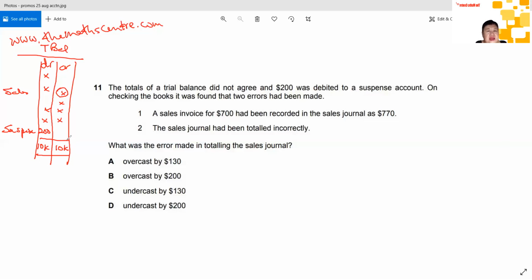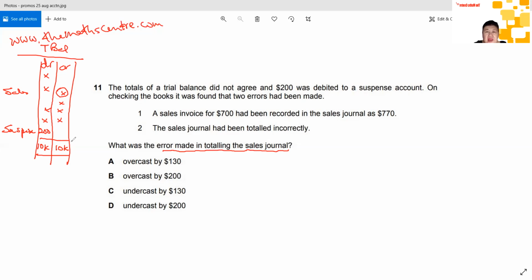These two errors, they ask you, looking at these two errors, what was the error made in totaling the sales journal? Be careful: what was the error made in totaling the sales journal? That means, if the sales journal was, let's say, $2,000, is that $2,000 overstated or understated? Overcast means overstated. Undercast means understated. Let's say your figure there is, for example, 2,000, and it is overcast by 130. It means that 2,000 is too much. By right, it should be 870.